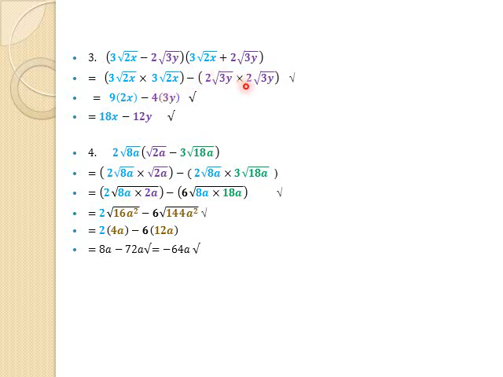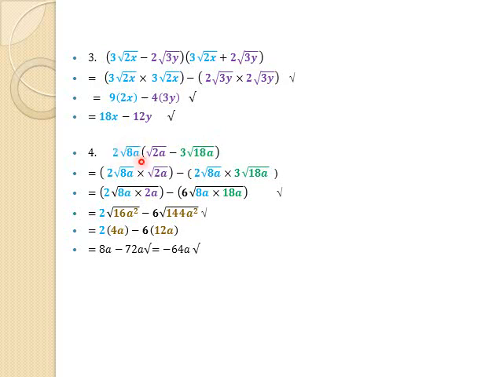Square root 3y times square root 3y simply becomes 3y. 9 times 2x would give me 18x. Minus 4 times 3y would give me negative 12y. 1 mark there for correct multiplication, simplification, and final answer.